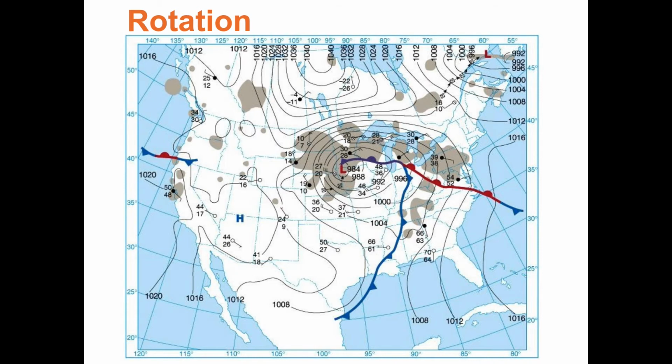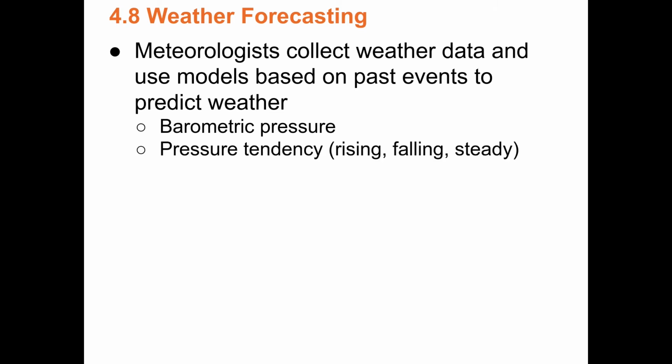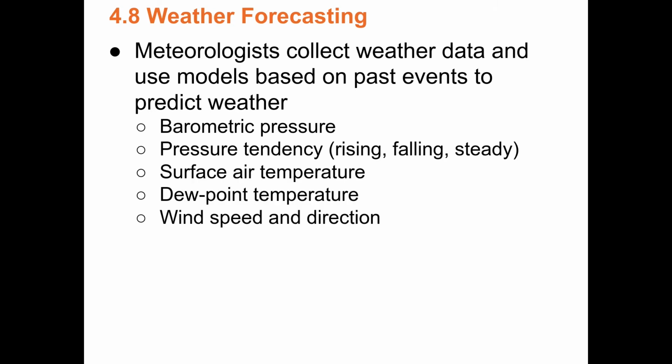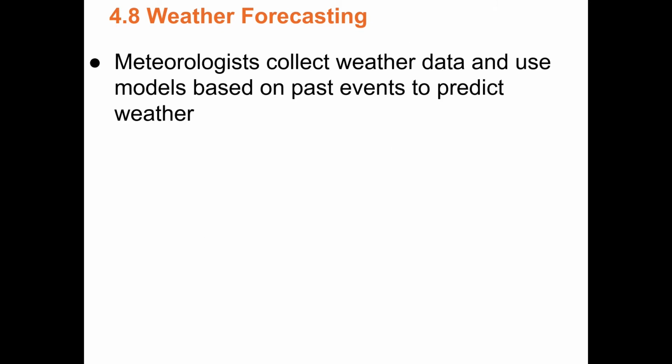Mid-latitude storms. Weather forecasting. What do we look at? They collect a lot of data. Lots and lots and lots of data. It's a good thing we have computers. They look at air pressure, whether it's rising. If it's rising, you're going to have clear weather. If it's falling, you're going to have stormy weather. The temperature, dew point temperature, wind speed and direction, type and movement of clouds, current weather, current sky conditions, visibility, precip.